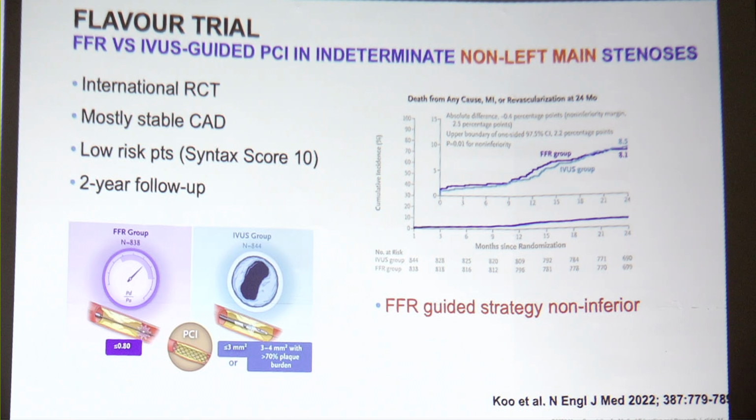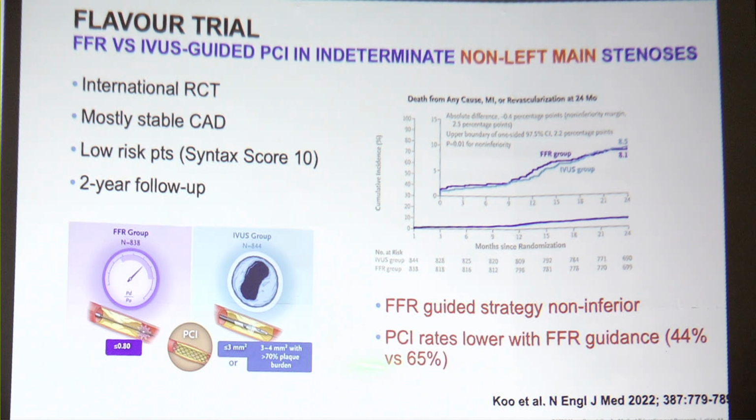So you can get pressure wire type results with imaging, but please note these were low-risk patients, syntax score just 10. So I don't think we can go around using imaging to say, well, I'll measure a cross-sectional area in a complex disease patient, and that's the same as doing FFR. It is not. And again, if you use FFR, you do much less PCI. If you use imaging, you do a lot more PCI. So while you get the same outcomes, it's probably cost effective to use FFR.